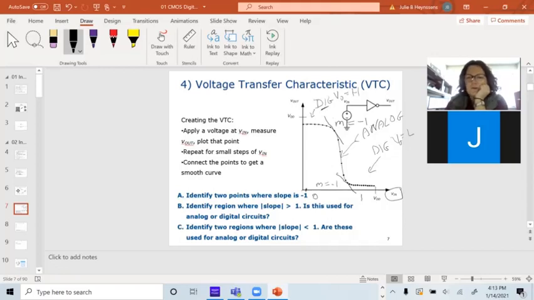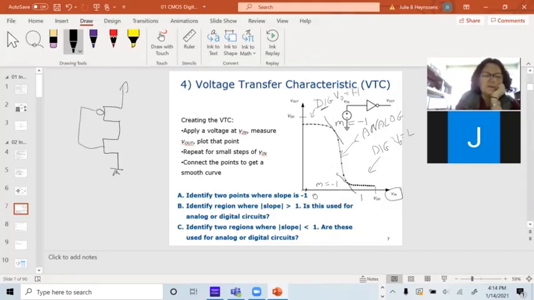If you think about a CMOS inverter, you've got 2 transistors. In this region, your output's high, so this transistor is going to be on. You will be in triode.